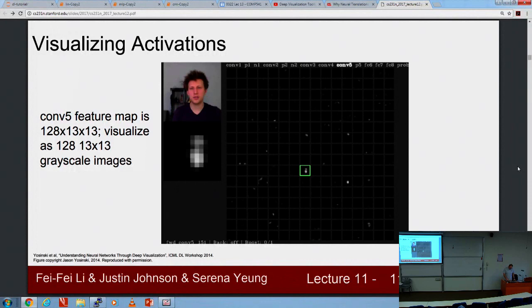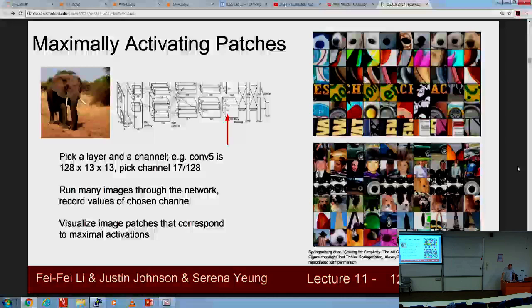So I guess some of these things he already showed, but let's actually go deeper and understand exactly how to do these things. So maximally activating patches, what is this? In a deep network, we go to a particular layer, and in that particular convolutional layer, we pick a channel. So what's a channel? A channel is basically the output of a filter in the previous layer. Each filter basically adds another channel to the next layer.